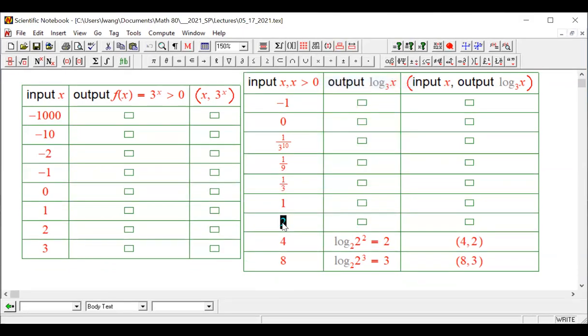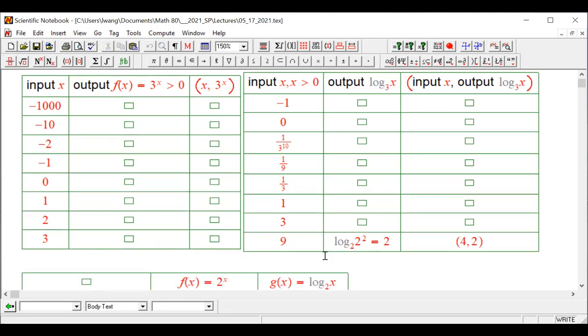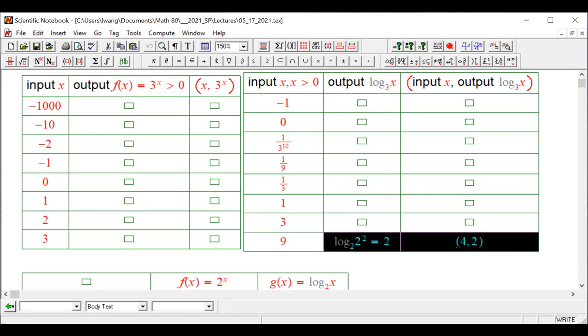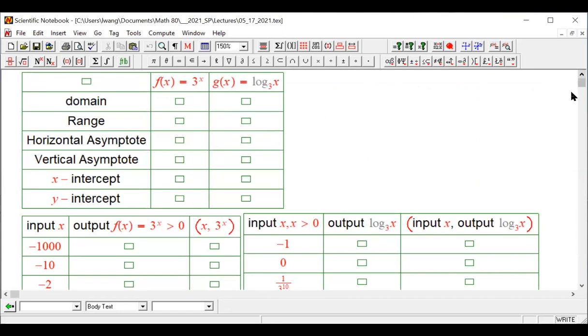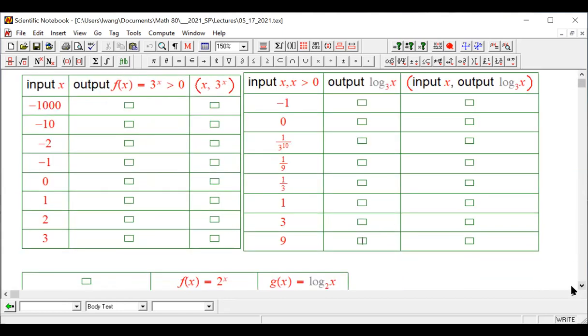1, 3, 9. I can make the table a little bit shorter, remove that. So you guys are going to work on these two tables, everything redone for a different base.